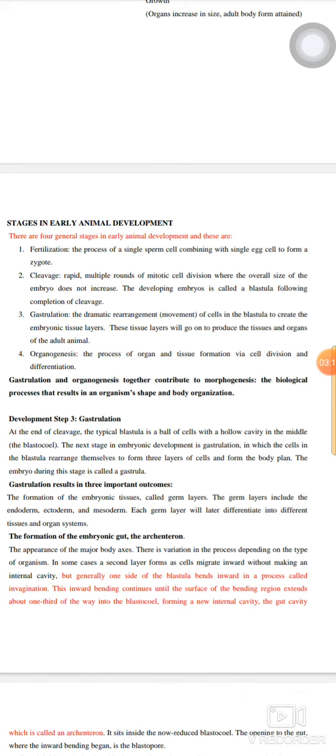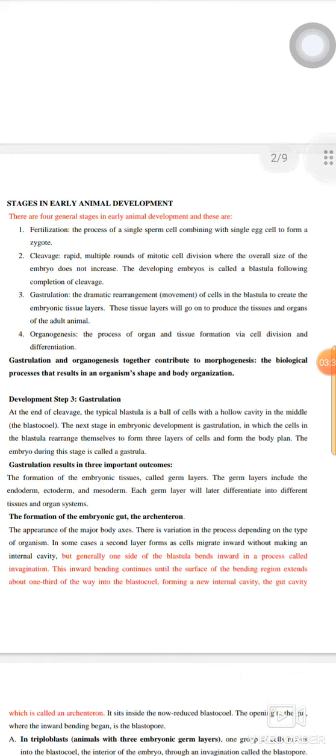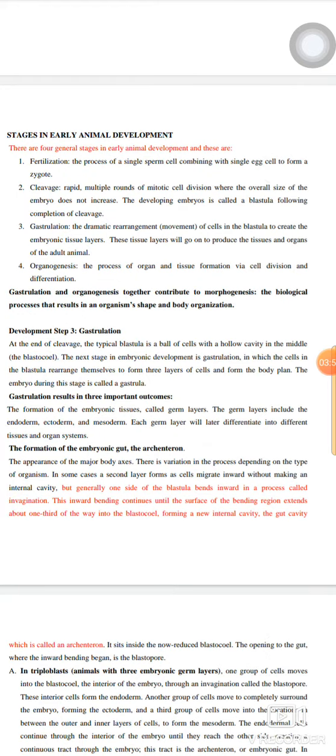Talk about the cleavage, which is a rapid multiple rounds of mitotic cell division. It's important to know that in cleavage the size of the embryo does not change, and that at the end of the cleavage the embryo that is formed is called the blastula. So we talk about the gastrulation, which I told us earlier is the formation or the rearrangement of cells to give rise to the germ layers, which are the ectoderm, endoderm, and the mesoderm. Talk about the organogenesis, which is the process of organ and tissue formation via cell division and differentiation.